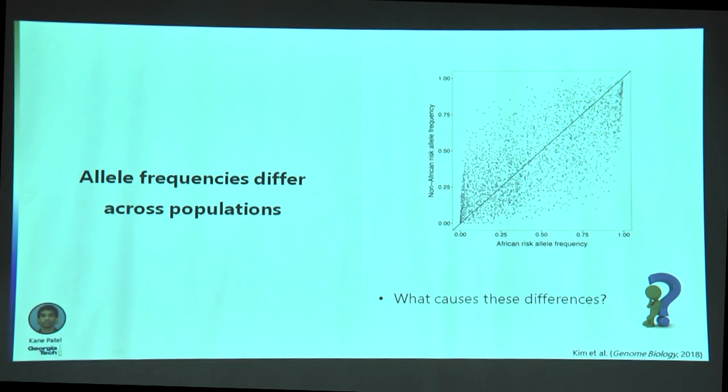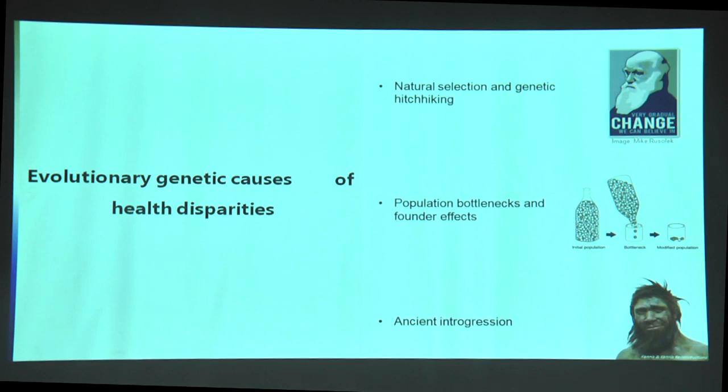And then the real question is, how do you get these differences? How do you have these big differences in allele frequency for these loci that are associated with major diseases or cancer? There are lots of evolutionary reasons why this can happen.